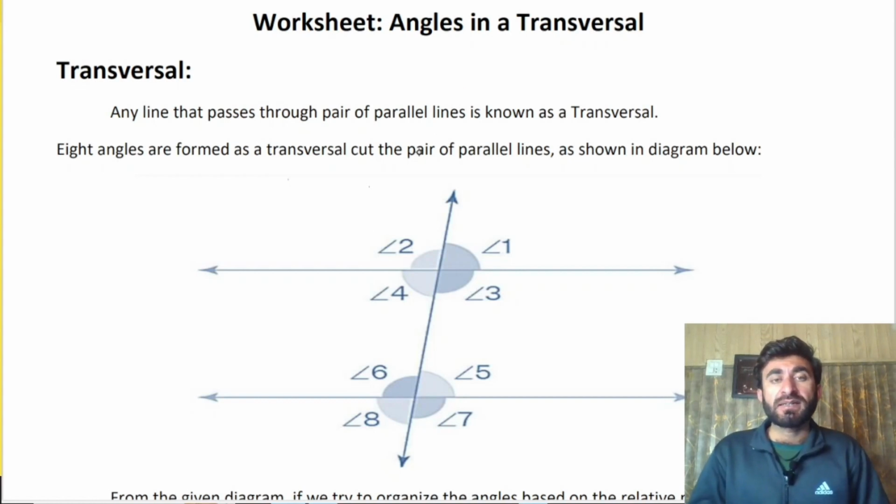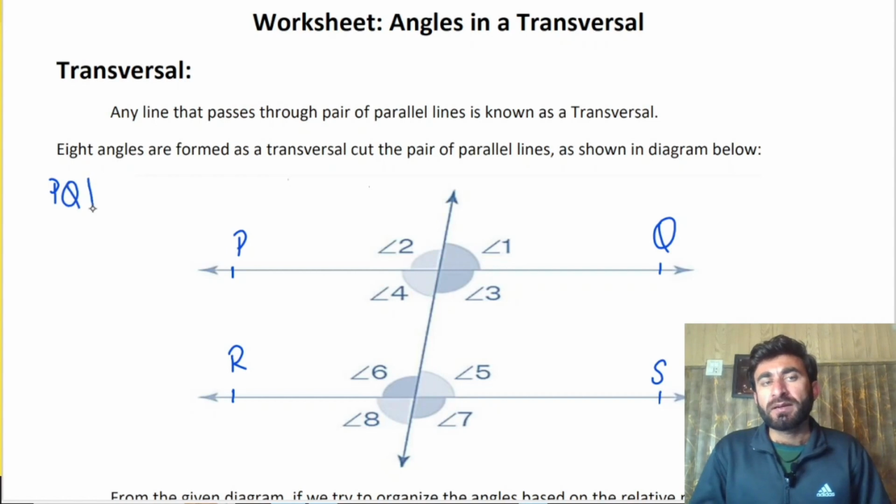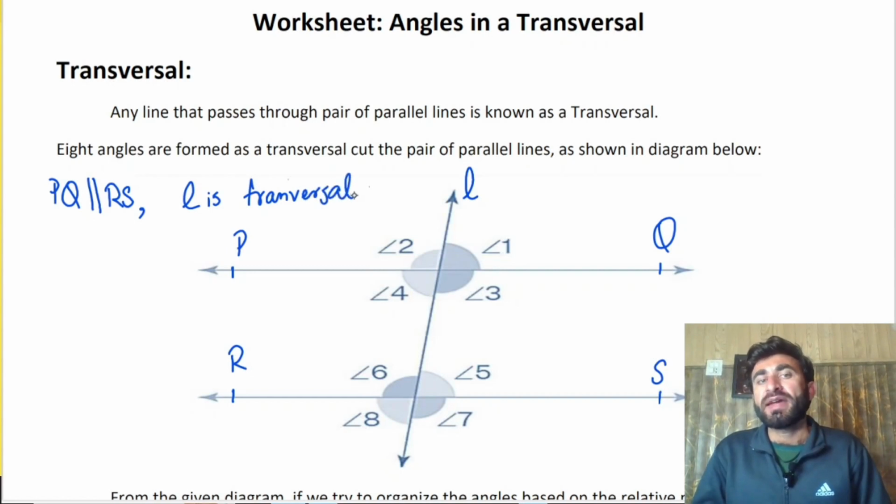Like we can see in the diagram, we have a pair of parallel lines. We just name them. I name one PQ and the other RS, or any name you can give it. So PQ is parallel to the RS line. If they are parallel, the line which passes through them, let's say it's L, will be our transversal. L is a transversal because it is passing through the pair of parallel lines PQ and RS.